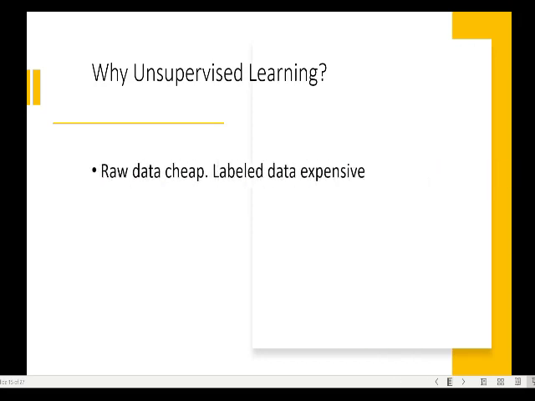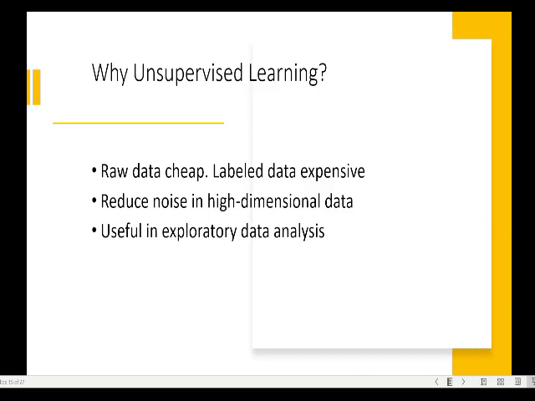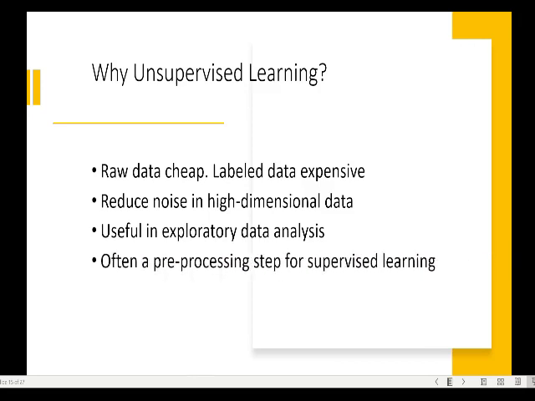Unsupervised learning differs because the raw data is cheap, whereas labeled data tends to be expensive in terms of resources, storage costs, time allowed to perform the predictions. Raw data in unsupervised learning is cheap because it's so readily available and there's so much of it. Unsupervised learning, rather, helps to reduce the noise in high-dimensional data. It forms the basis of a methodology to eliminate redundancies, outliers, extreme data on either side, and it's useful in exploratory data analysis, or EDA. Often, unsupervised learning provides us pre-processing steps for supervised learning.